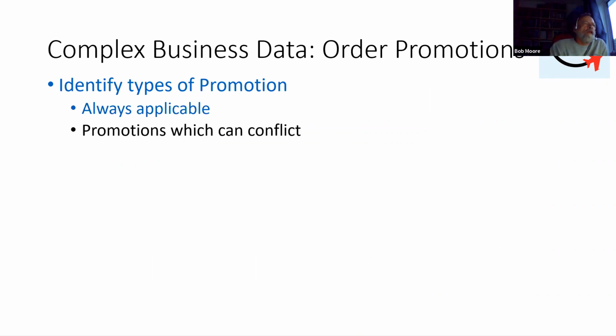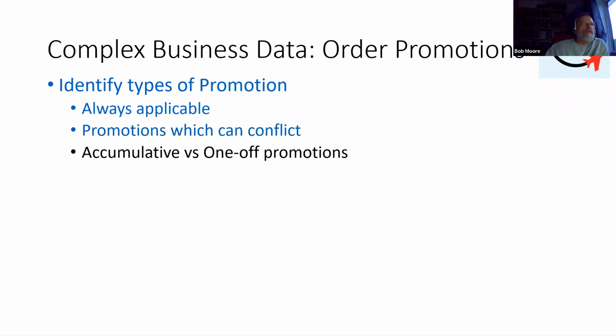So there are different ways of going about doing this, but one thing that you might want to do is essentially identify the different sorts of promotions. So there are promotions which are always applicable. As soon as you hit the simple criteria, then you apply it. There are promotions which conflict. So you may hit the criteria for multiple promotions, but you have to then essentially decide which of those you're going to make use of.